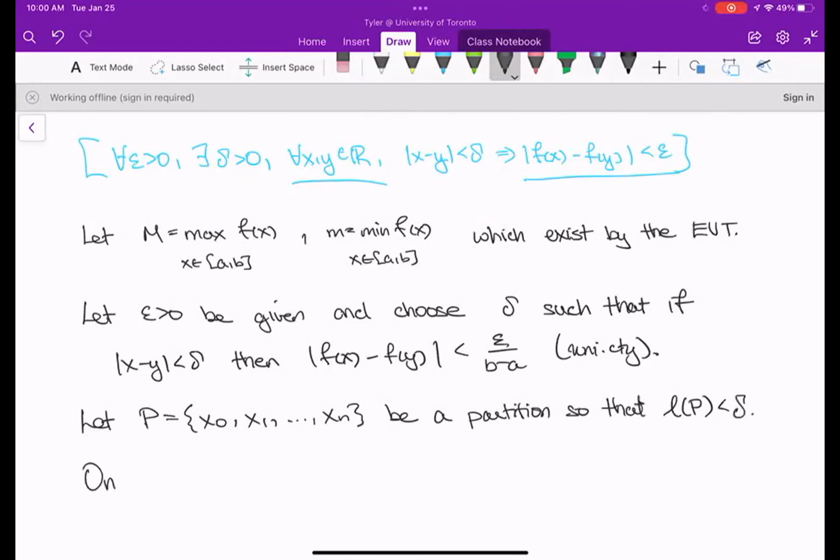So here's actually what I meant to write. On each interval, x_{i-1} to x_i, let m_i be the min. I always hate writing this subscript here.